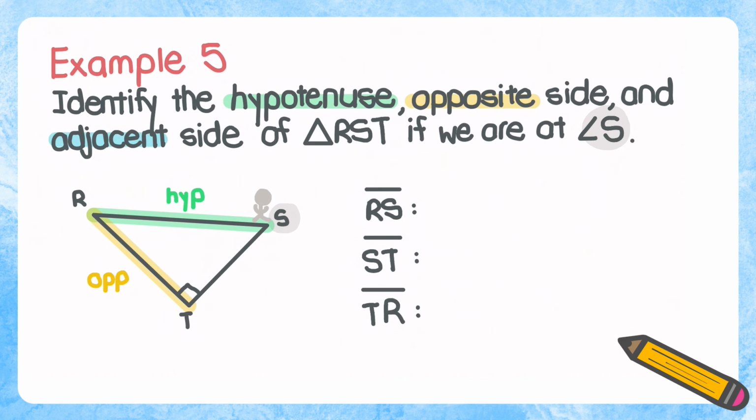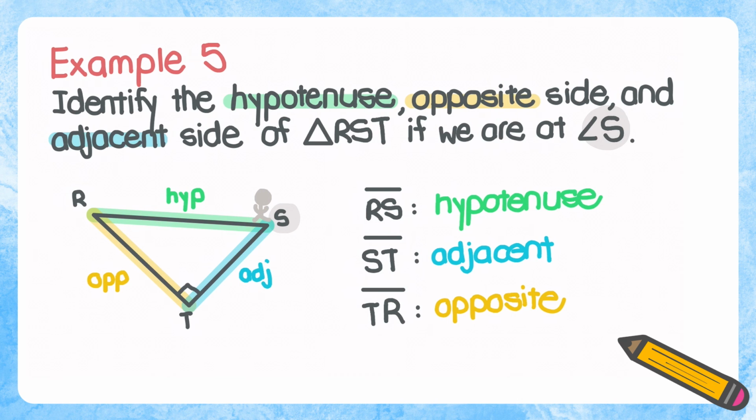Lastly, let's find the adjacent side, which is the side right next to us. So this is our adjacent side. Side RS is our hypotenuse. Side ST is our adjacent side. And side TR is our opposite side.